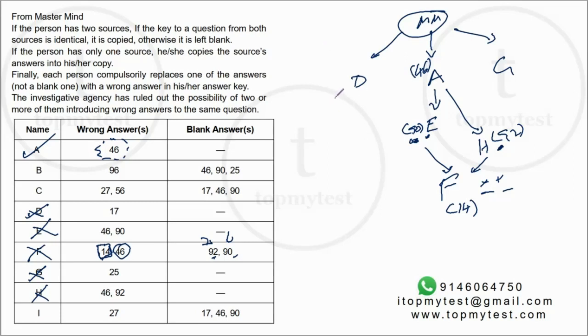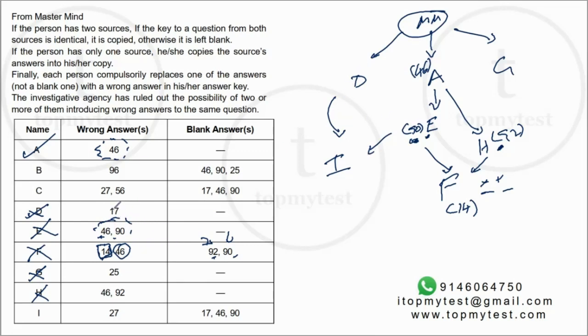So, but because he has a blank, he has multiple sources. So even 46 and 90. Who has 46 and 90 wrong? Okay, E. 46 and 90 wrong. Okay. So if you look at I, how would I have made his answer key? I would have taken from D as well as E, right?